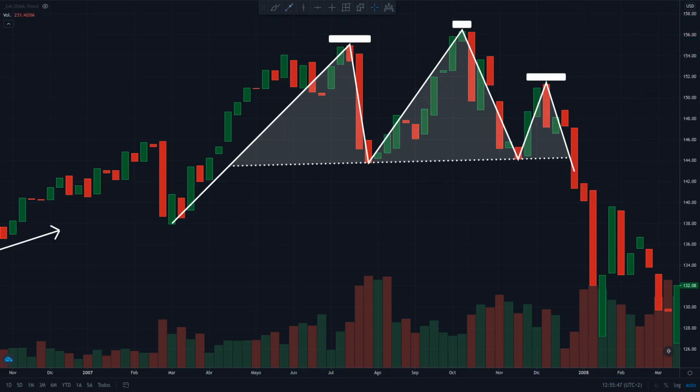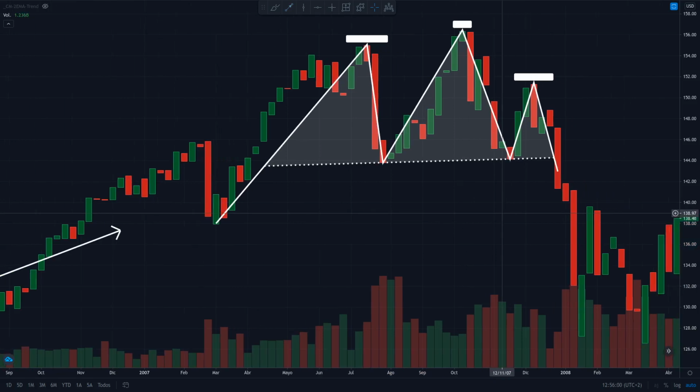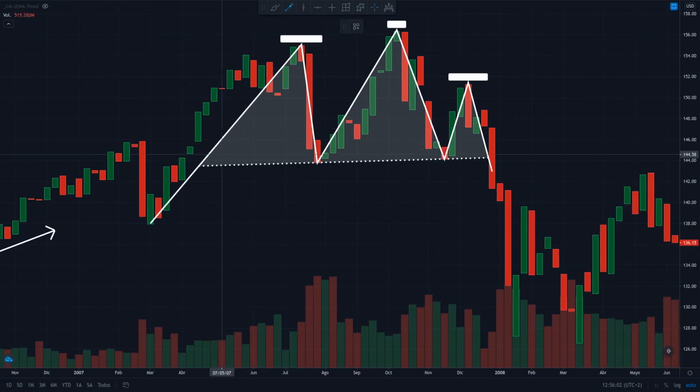Neckline. The neckline forms by connecting low points 1 and 2. Low point 1 marks the end of the left shoulder and the beginning of the head. Low point 2 marks the end of the head and the beginning of the right shoulder. Depending on the relationship between the 2 low points, the neckline can slope up, slope down or be horizontal.